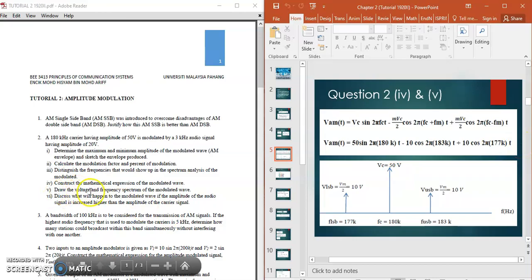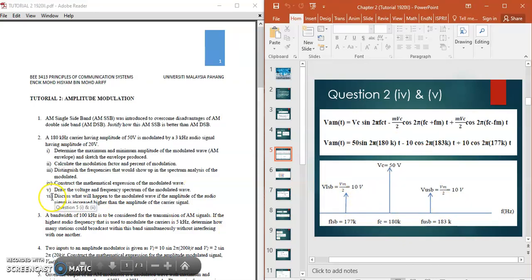Now, draw the voltage and spectrum of the modulated wave. Here FC, here F upper sideband, here F lower sideband. Must be like this. And then draw the voltage and the frequency spectrum of the modulated wave. Okay, you draw like this.